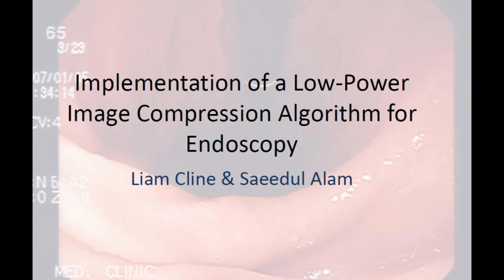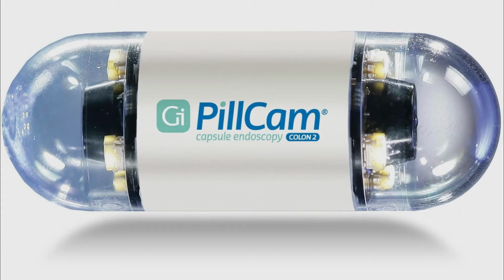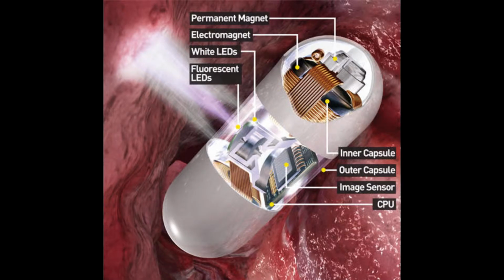So let's start this. In late 2006, Given Imaging released PillCam Colon, which allows for accurate imaging of the ileum, a common site for early onset Crohn's disease. Small form factor requires a low computational complexity compression algorithm to keep power consumption and memory buffer requirements down.